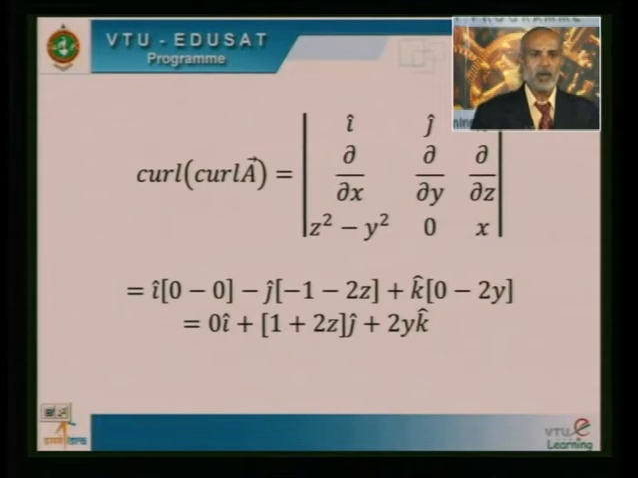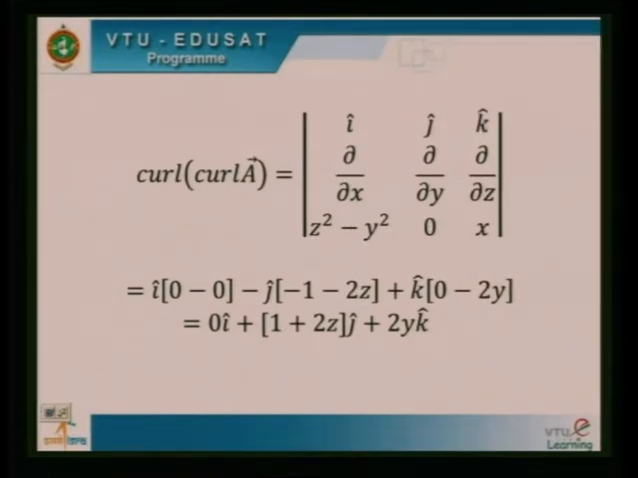Then again find out curl of curl A vector. Again you have to apply curl: i, j, k, dou by dou x, dou by dou y, dou by dou z, z square minus y square, 0, x. Then expanding the determinant, you get 0 i vector plus 1 plus 2z j vector plus 2y k cap.